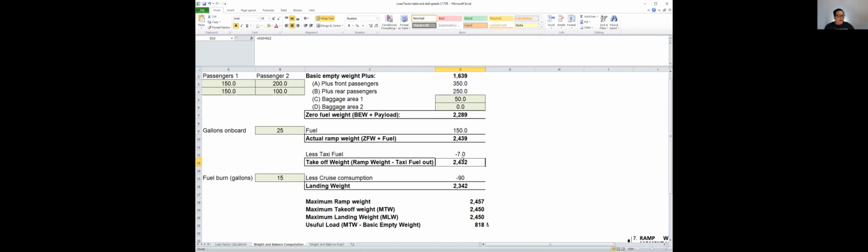So here, as you can see, the first check I'm doing is whether I'm between limits or not on the maximum weight. So clearly we're less, right? Because we're less both for the ramp weight, which is 2,457, we are at 2,439, so we're good there. And then we're also good on the takeoff weight.